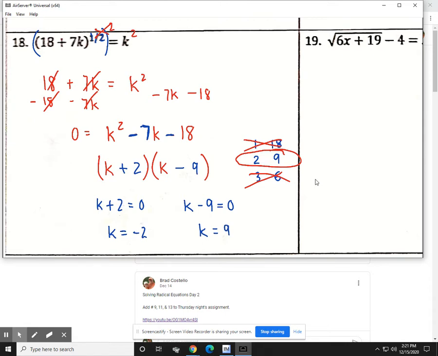Now again, if I go back up to my original problem and I plug those in, over here, let me change the color to red. We're going to do 18 plus 7 times negative 2 raised to the 1/2, and we're going to see if that equals k, which again is negative 2 here. Well, that's 18 minus 14, 4. 4 to the 1/2 power, or the square root of 4, is 2. Does 2 equal negative 2? See, 2 does not equal negative 2. So this is extraneous.